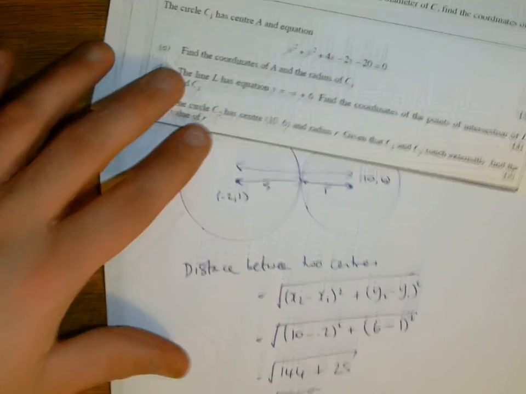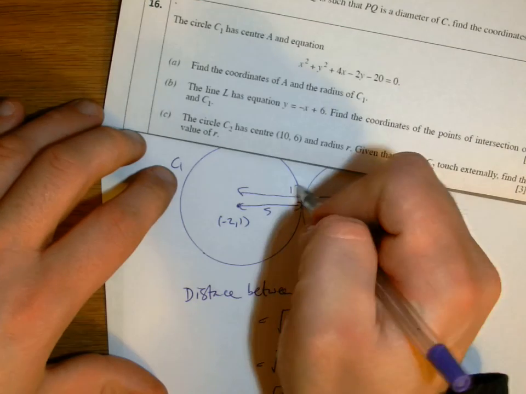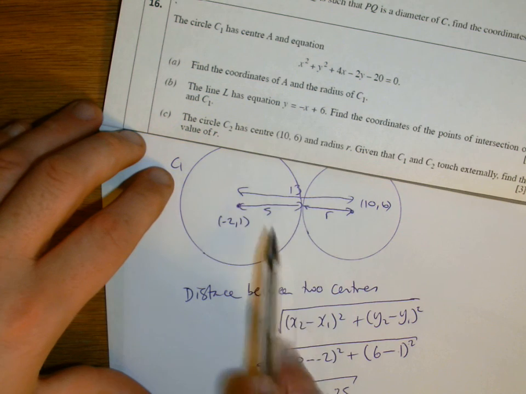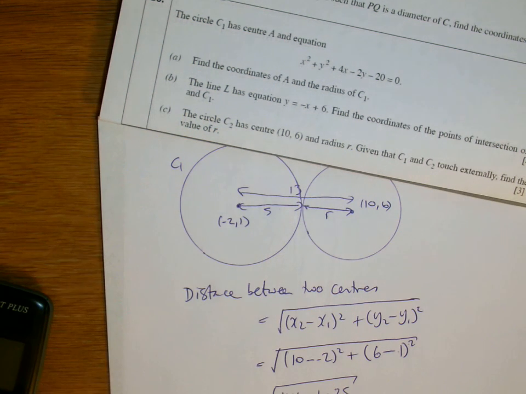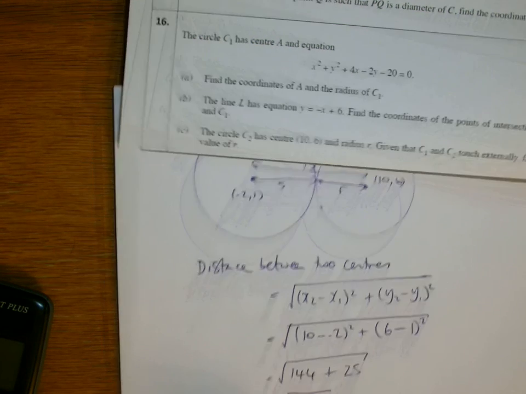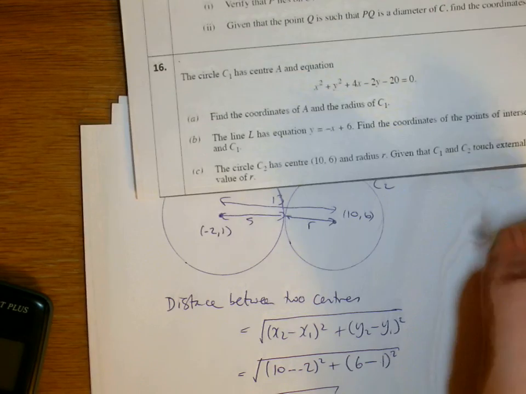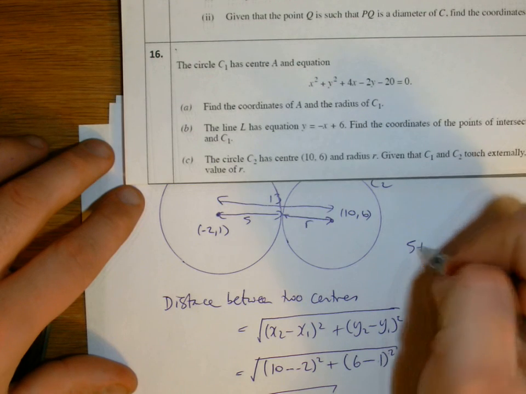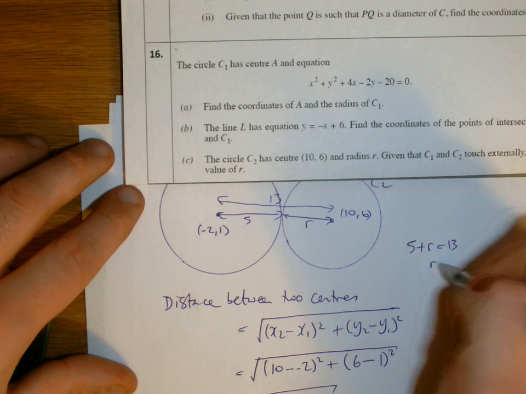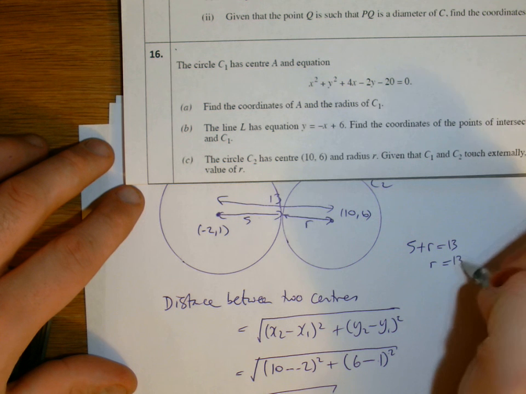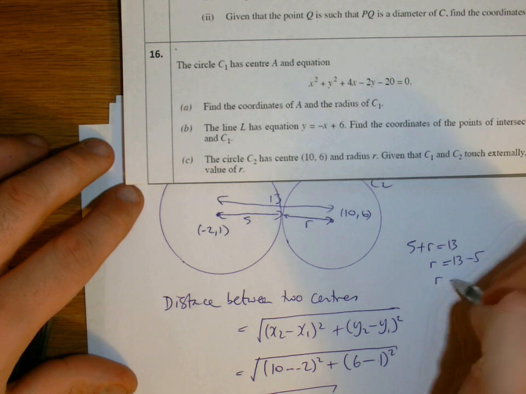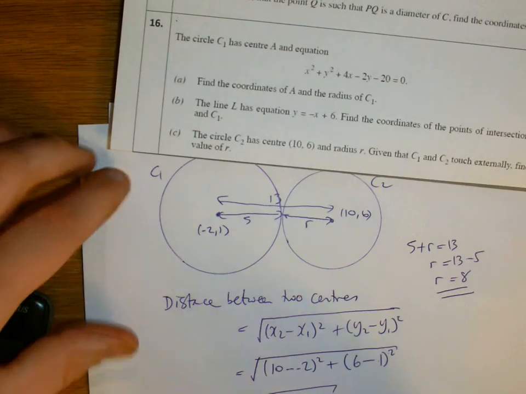So what we can say then is that this distance is 13. In other words, 5 plus r is 13. You can say that the two radiuses added together will equal 13. So if that's the case, 5 plus r equals 13, which means r has got to equal 13 take away 5. r has got to be 8 for this circle C2.